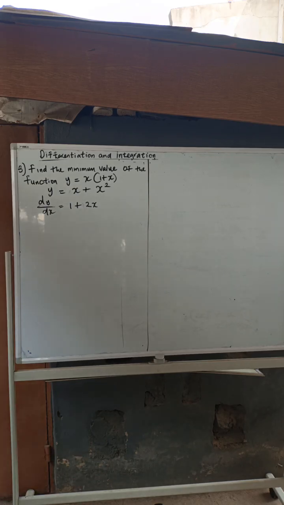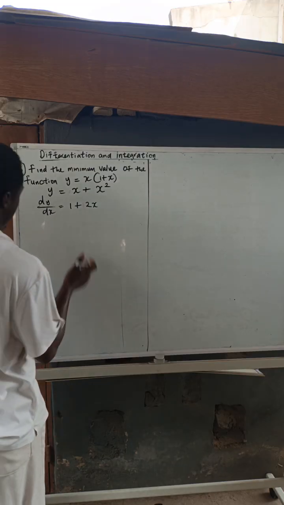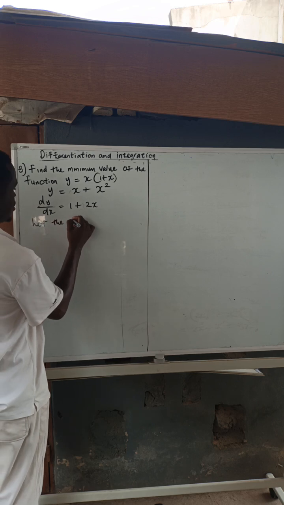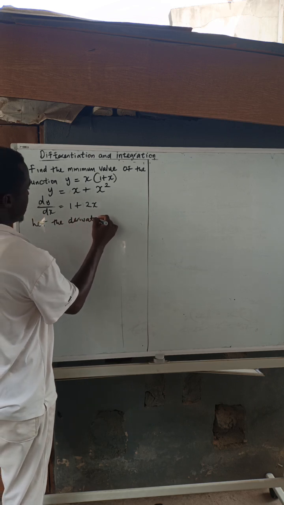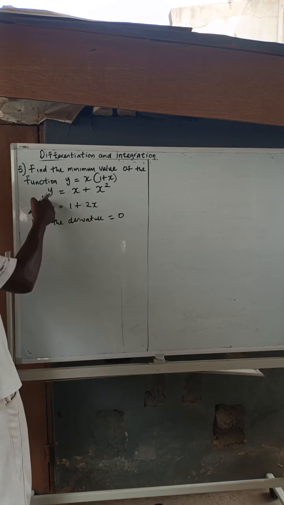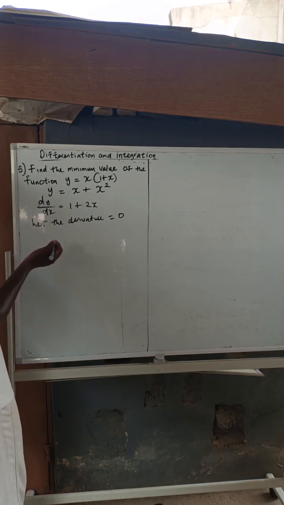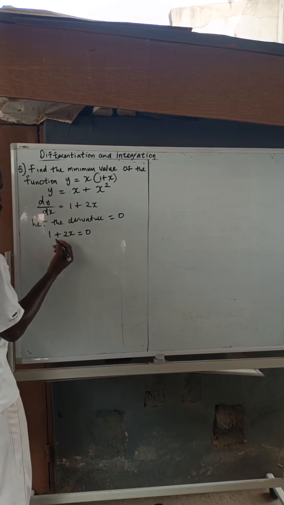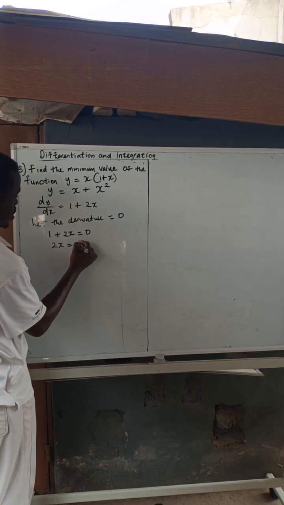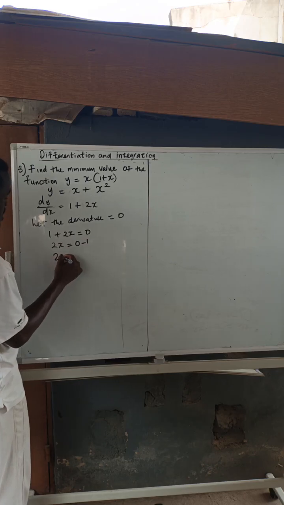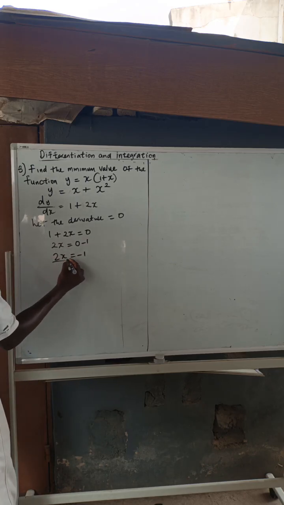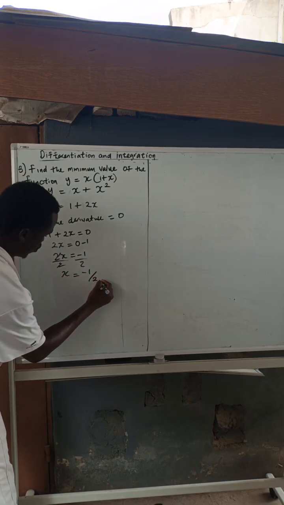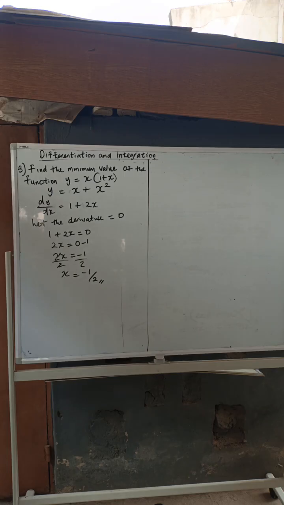Now, at the minimum value the derivative is 0. I've told you that the derivative of a number is 0. So now, let the derivative be equal to 0. So 1 plus 2x is equal to 0. So 2x is equal to 0 minus 1, 2x is equal to minus 1. Dividing both sides by 2, my x is equal to minus 1 over 2.